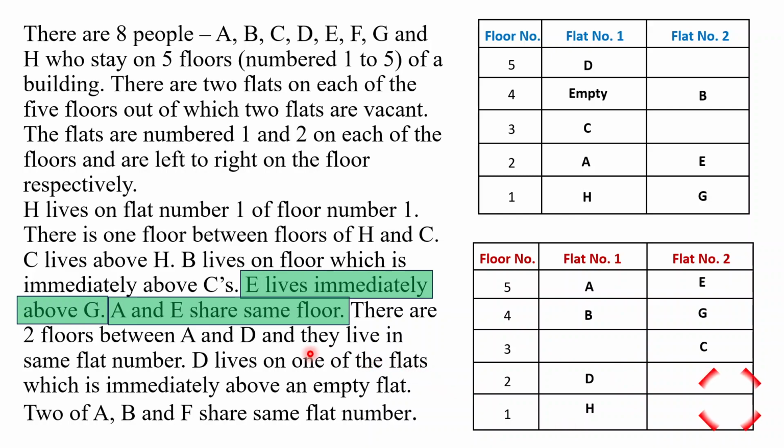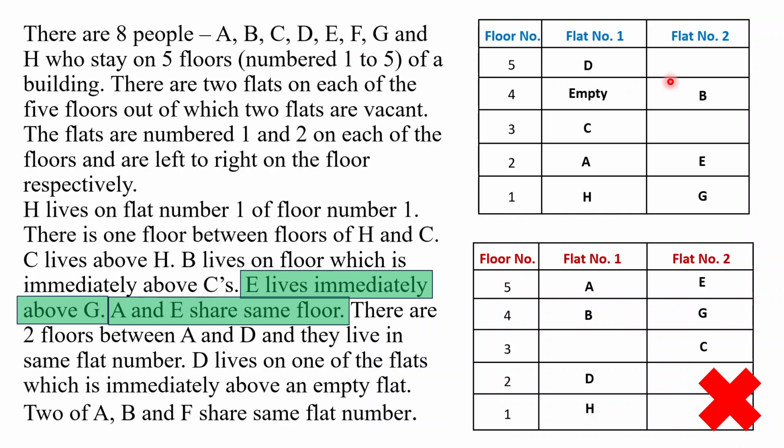Okay. Now next it is given, 2 of A, B and F share the same flat number. Means there are 3 persons A, B and F, and out of these 3 people, 2 people will have the same flat number. I hope this line is clear to everyone. Now students, see in case number 1 that there are 2 flats, out of which one flat will be the empty flat and the second flat will be occupied by person F, because only that person is left to be placed, and no more clue is given about which flat is empty and which flat is occupied by F.